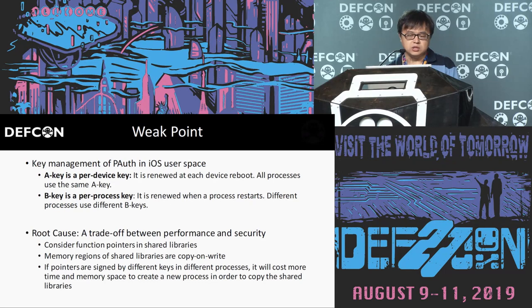a key management problem in iOS user space, which is this. We know the A key is a per-device key. It is renewed at each device reboot, and all processes are using the same A key. And the B key is a per-process key. It is renewed when a process restarts, and different processes are using different B keys. What is the root cause of this key management problem?